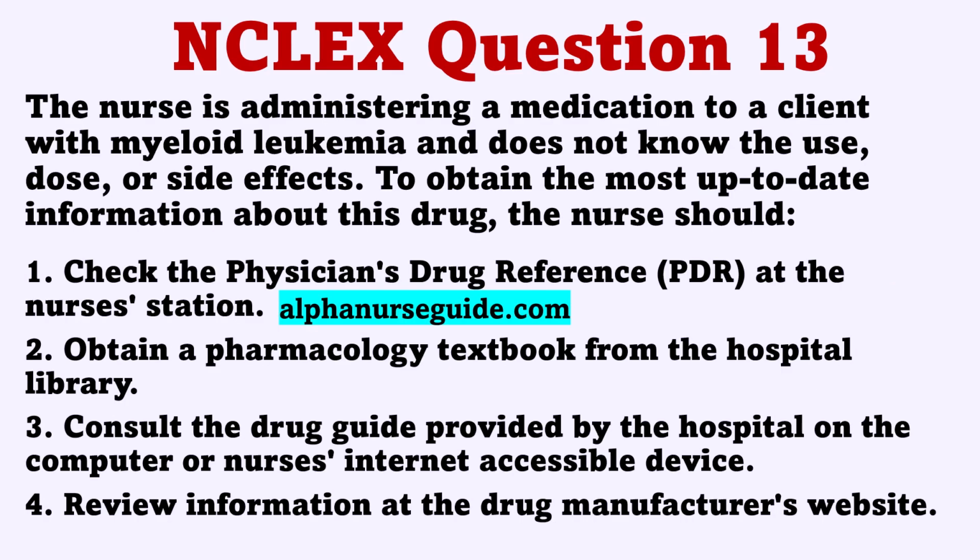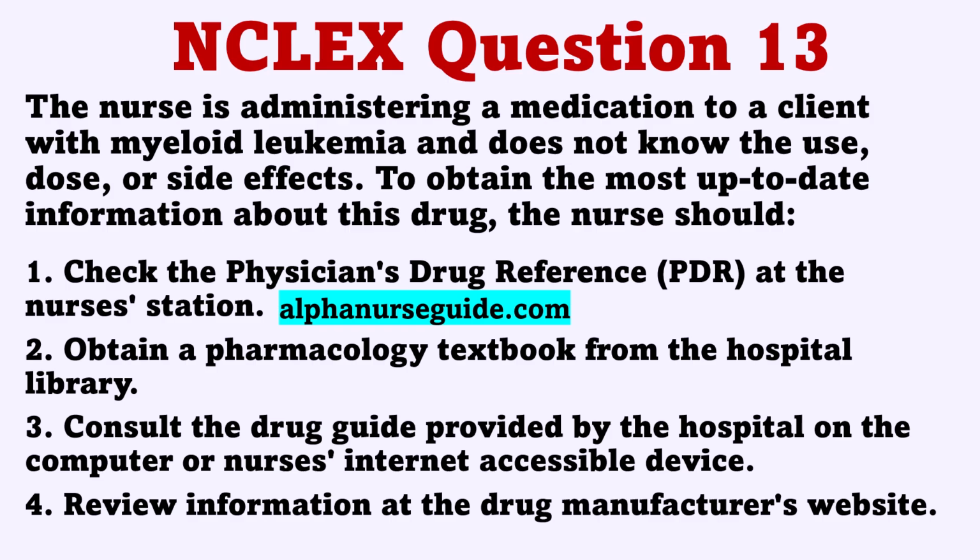The nurse is administering a medication to a client with myeloid leukemia and does not know the use, dose, or side effects. To obtain the most up-to-date information about this drug, the nurse should: 1. Check the physician's drug reference at the nurse's station. 2. Obtain a pharmacology textbook from the hospital library. 3. Consult the drug guide provided by the hospital on the computer or nurse's internet accessible device. 4. Review information at the drug manufacturer's website.